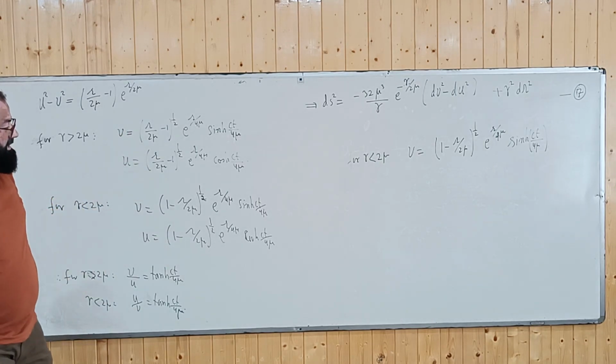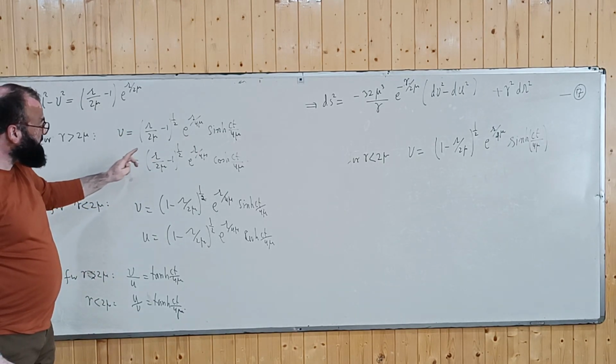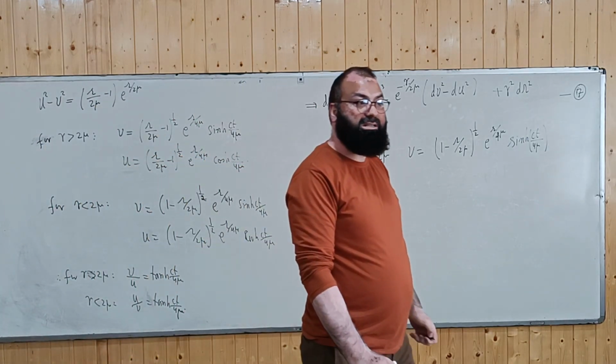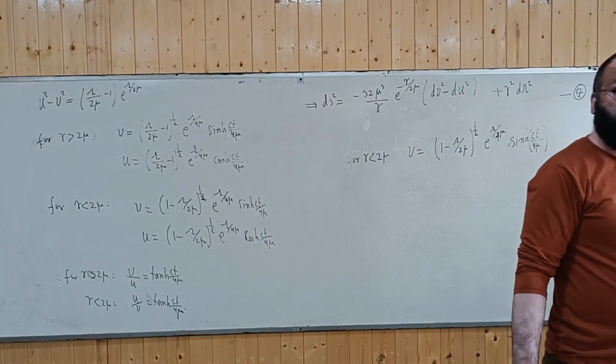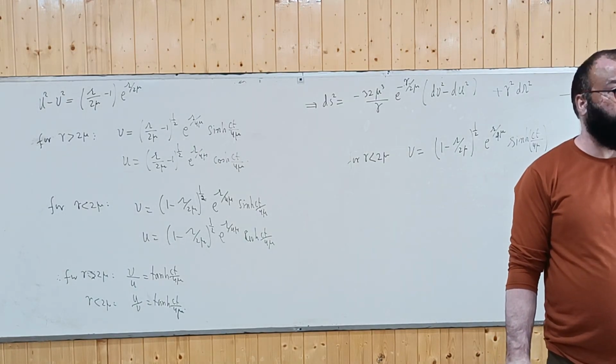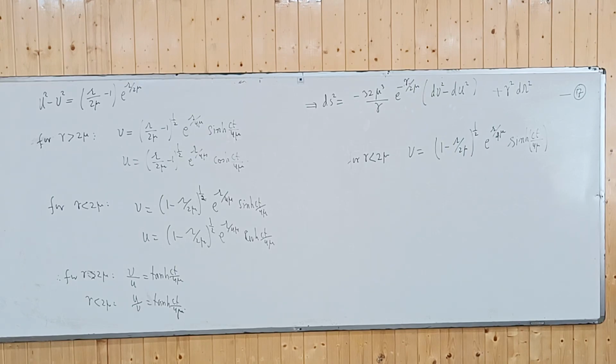So this is a relation between V and U and the Schwarzschild coordinates. This kind of coordinate transformation is known as the Kruskal-Szekeres coordinate transformation. Now let's look at the interpretation of these things. Let's look at the radial null geodesics. So we'll ignore this part.